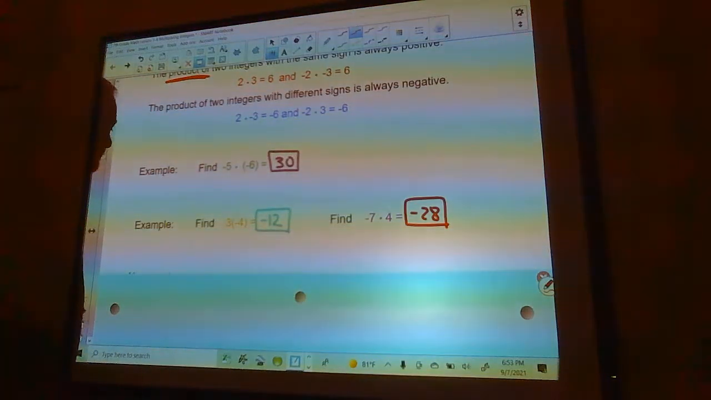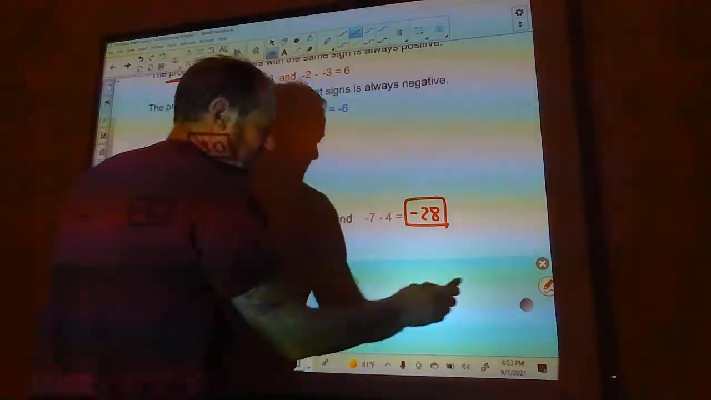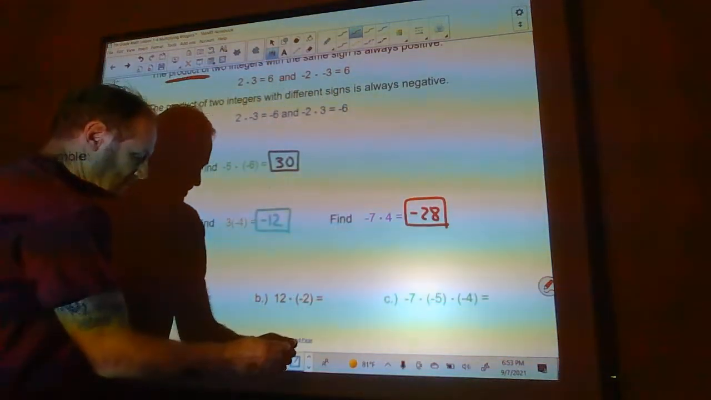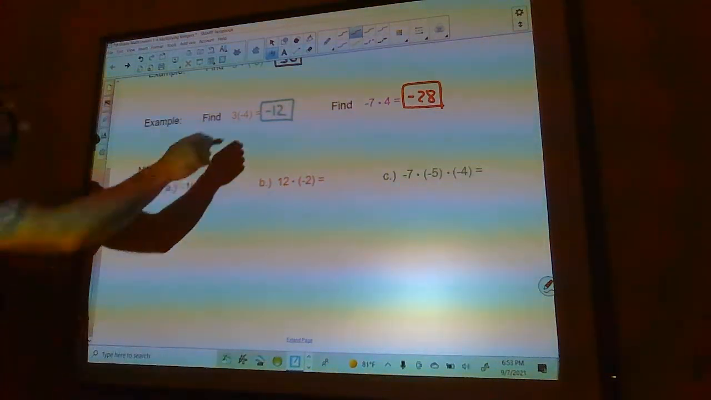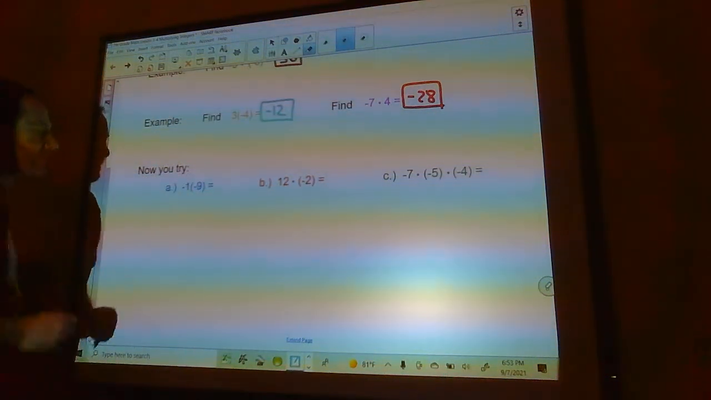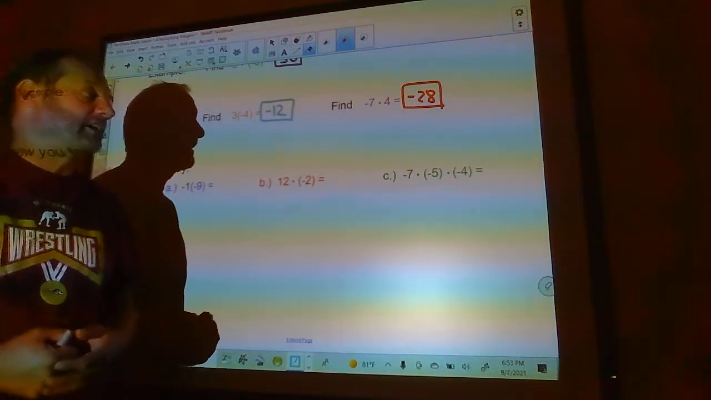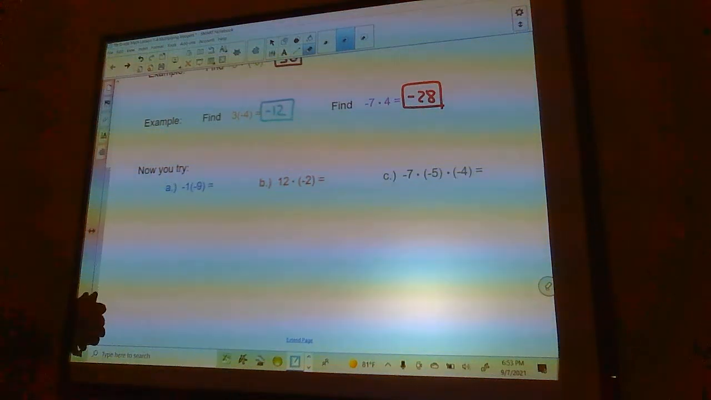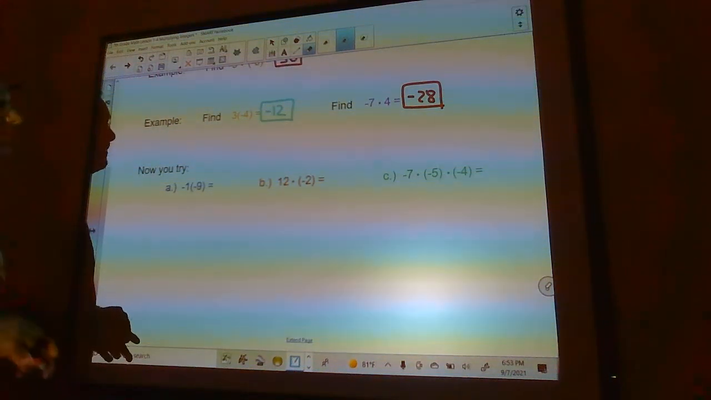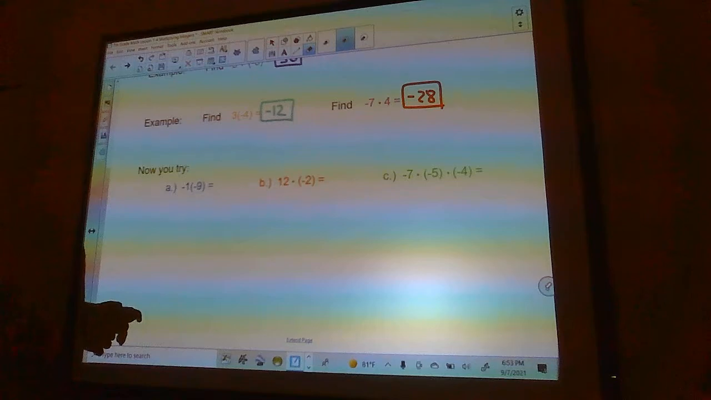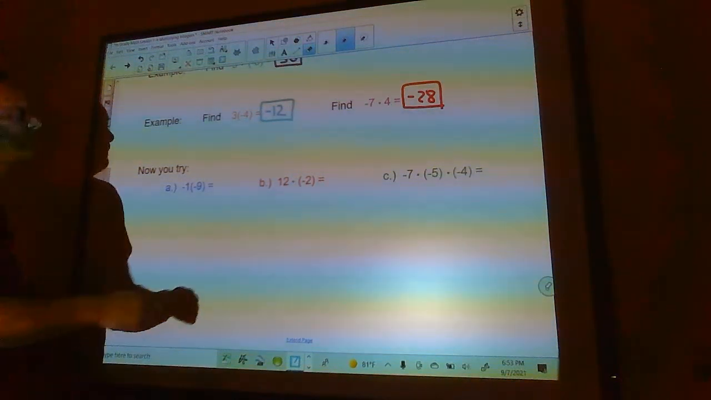So very simple. Now you're going to get to try these three problems right here. Negative 1 times negative 9, 12 times negative 2, and negative 7 times negative 5 times negative 4. So pause the video, knock those out real quick, and then jump back on here and make sure you got them right.